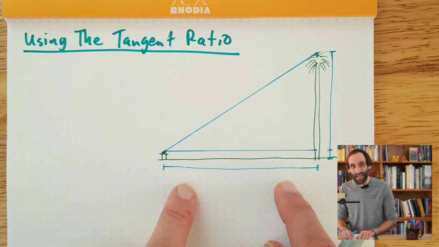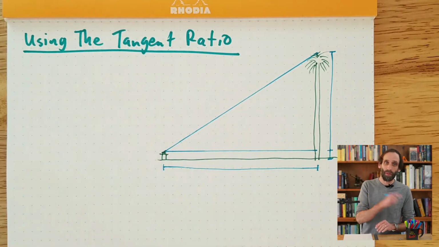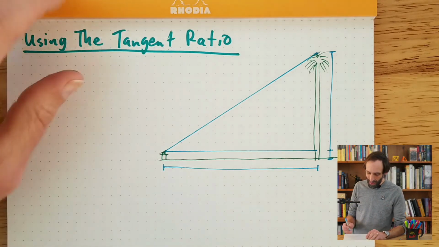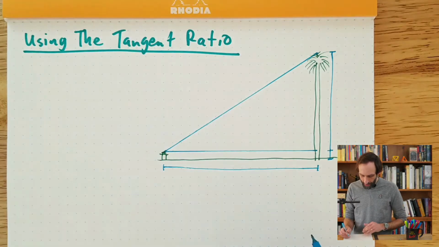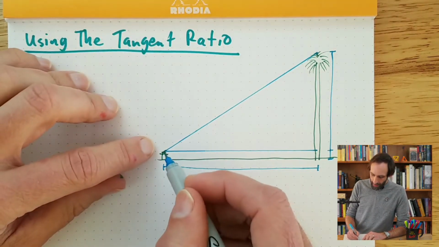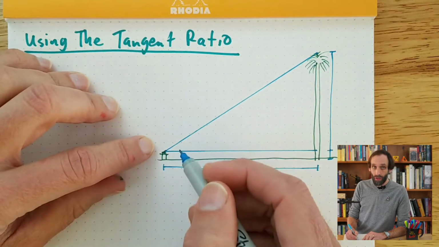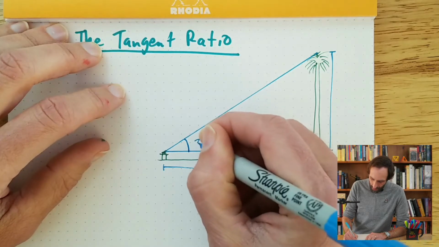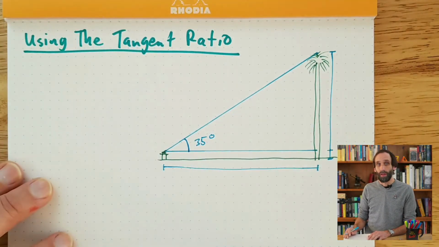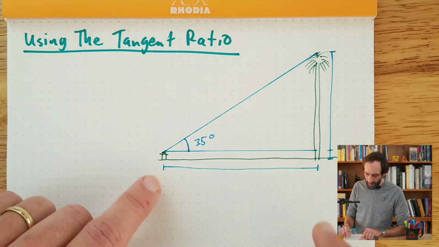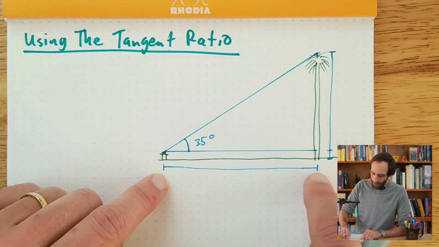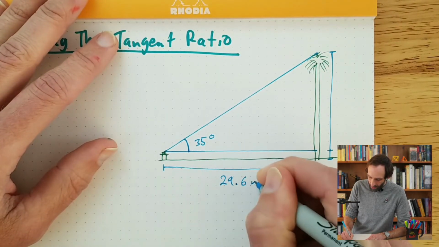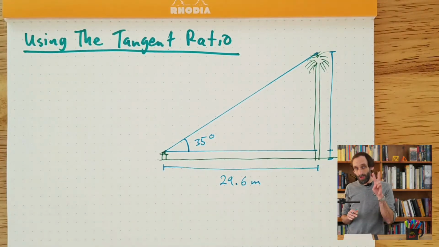Okay, so here you can see a diagram of the situation, and if you recall from the previous video, my daughter and I took two measurements. One of them was the angle of elevation that the top of the tree made with the transit level, and that angle right here was 35 degrees. The other measurement was the distance from the transit level to the tree, and that distance was 29.6 meters. Okay, so just two pieces of information.